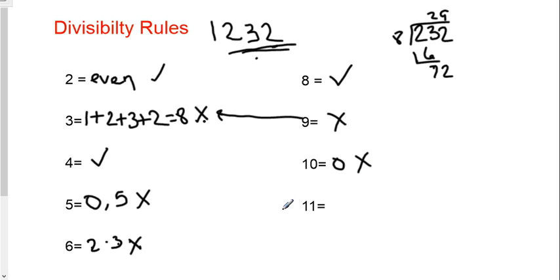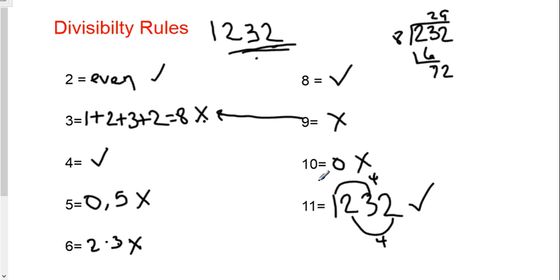To check for 11 is one of my favorite tricks. And this one takes a little bit of understanding. So if I have the number 1,232, here's how I check for divisibility by 11. I'm going to loop them. So those two go together and these two go together. 1 plus 3 is 4, and 2 plus 2 is 4. If these two numbers add to the same thing, then it's divisible by 11. So this number is divisible by 11.